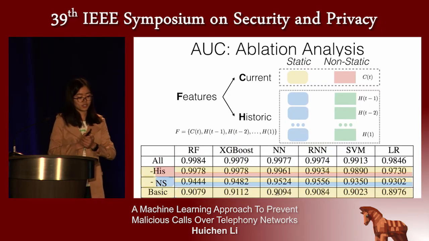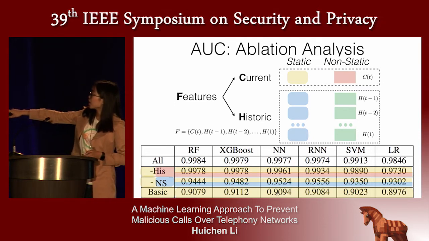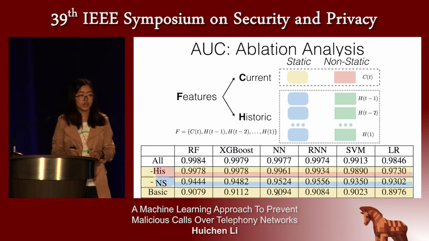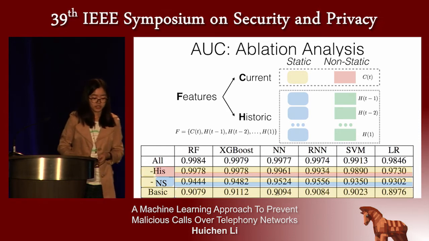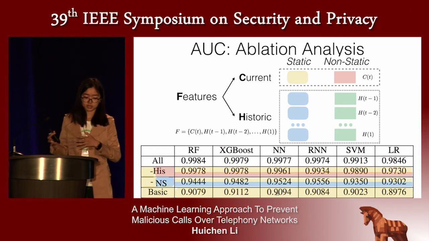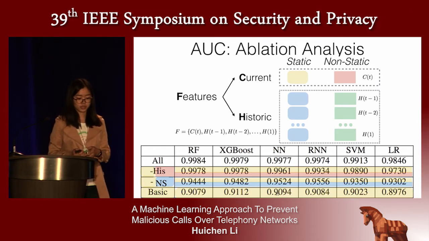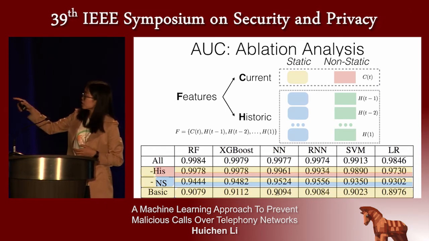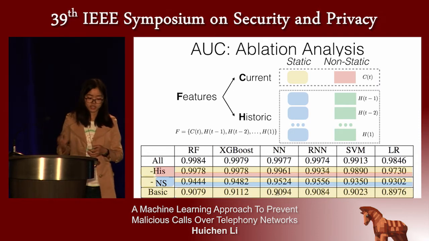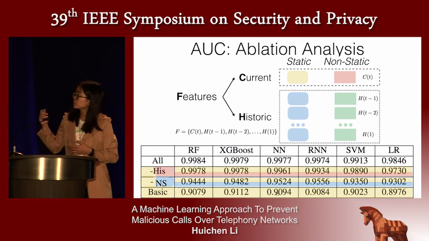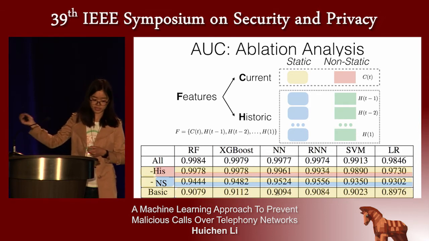Also, we did an ablation analysis on the features. The first line "or" here indicates that we use all the 4 blocks of features, and minus HS means we exclude the historic feature vectors, and we just use the yellow and the red blocks of features there. And minus NS means we don't use non-static features, and basic, we only use the yellow feature box there.